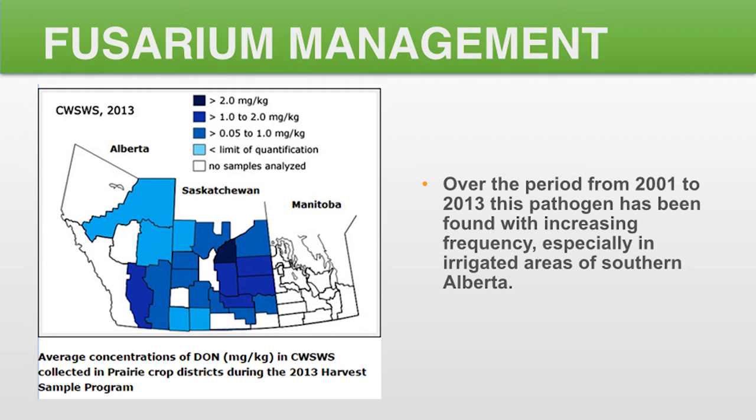This map shows the 2013 results from the Canadian Grain Commission for concentrations of the mycotoxin deoxynivalenol, or DON. And you can see that the heaviest concentrations are in the crop districts in the south. And so in irrigated southern Alberta, this is where we most frequently find Fusarium graminearum. Over the period from 2001 to 2013, however, the pathogen has been found with increasing frequency in other areas outside of irrigated southern Alberta. So we have reason to believe that the situation is changing.